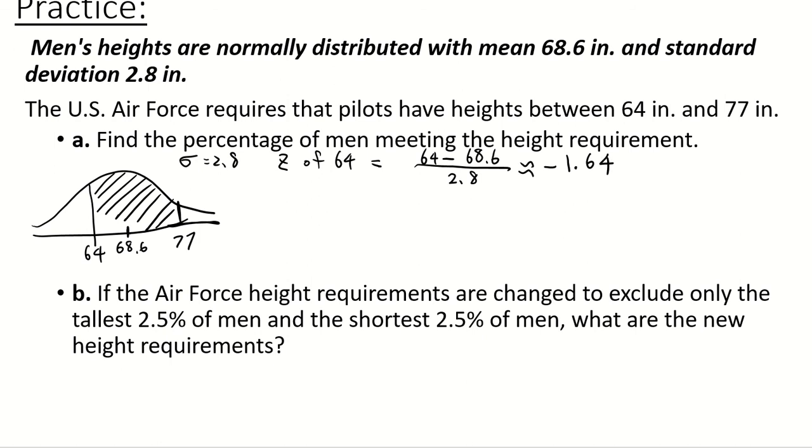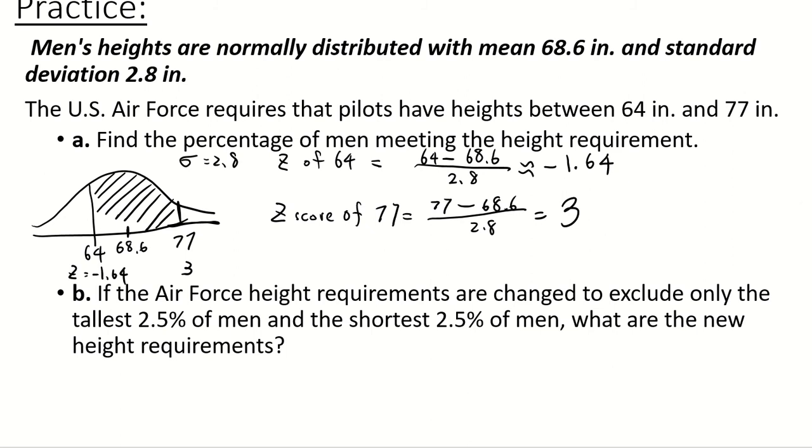Okay, now let's find the z-score of the other value, 77, which is 77 minus the mean 68.6 divided by the standard deviation. Actually, this is a whole number as an answer, 3. So the z-score of 64 is negative 1.64, and the z-score of 77 is 3.